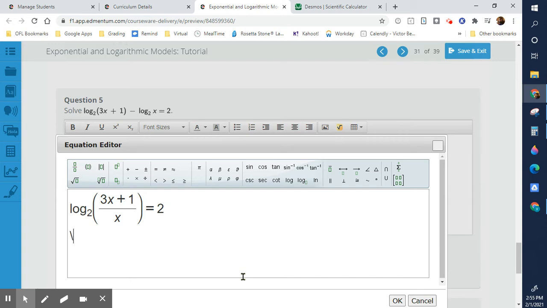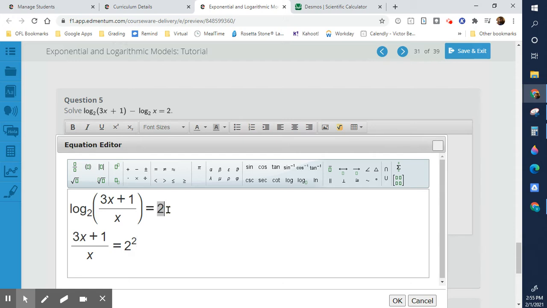Now, what we're going to do is we're going to base both sides by 2 to get rid of this. Or I can just pretend that that log doesn't exist. So we have 3x plus 1 over x, and this is equal to 2 to the power of 2.